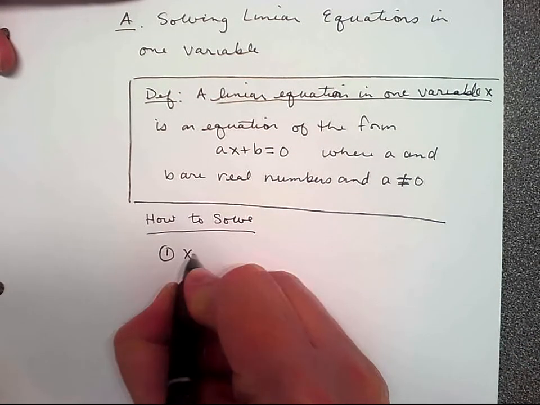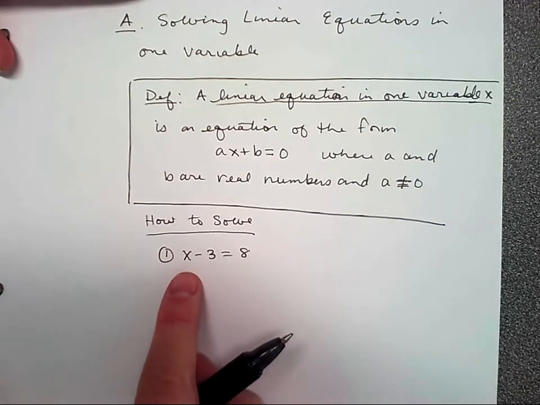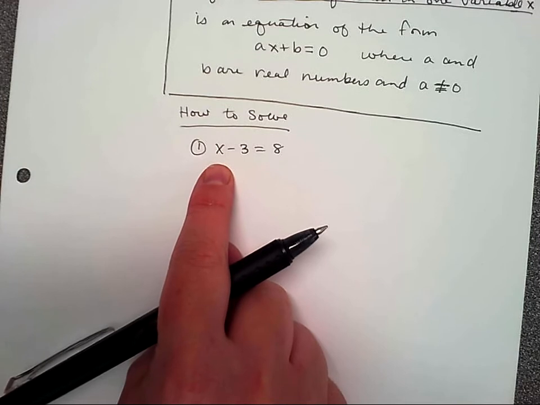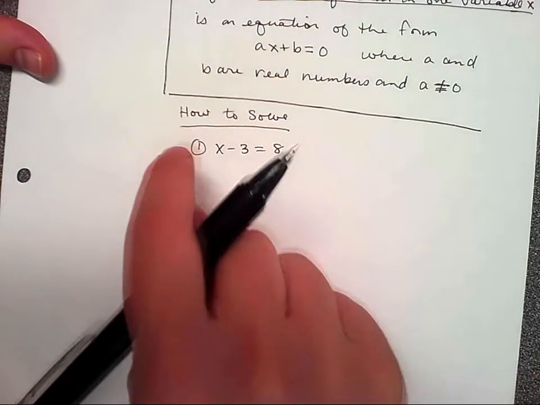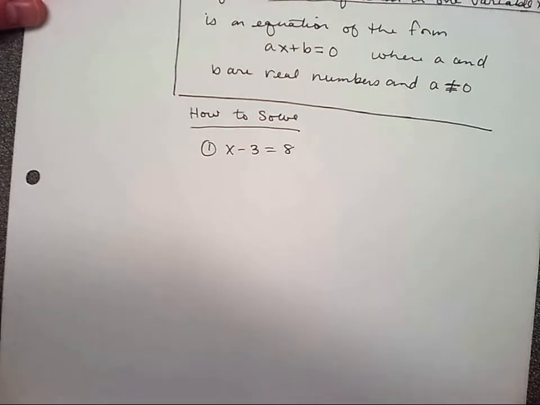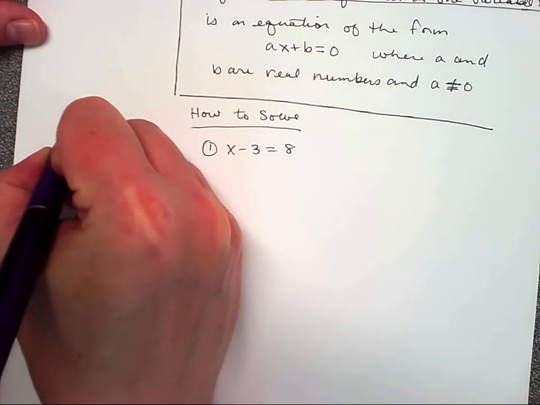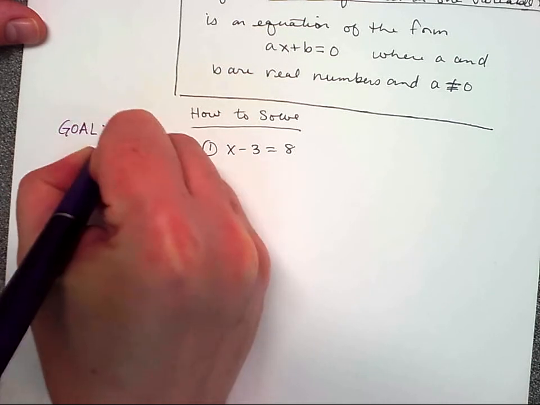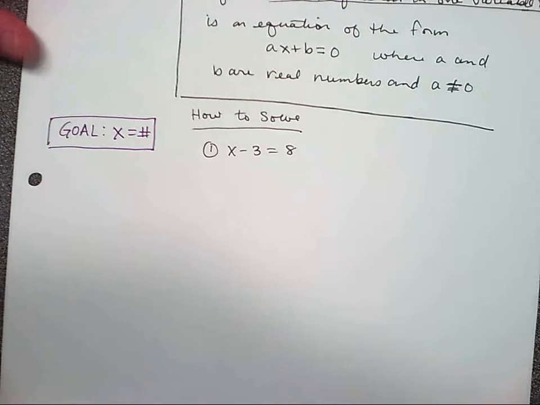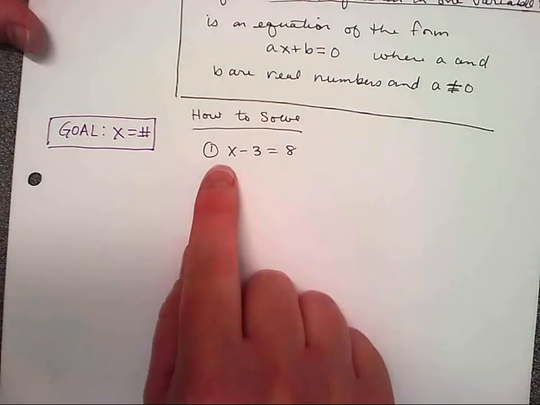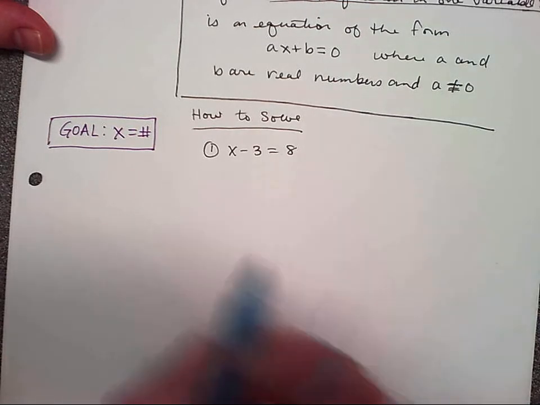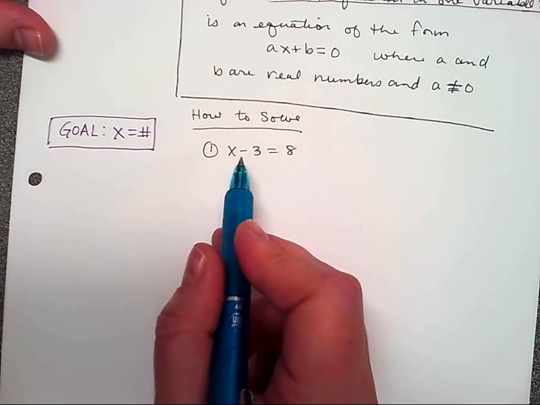So if I have x minus 3 equals 8, okay, that's a linear equation. I have x to the first power. I have one variable to the first power. That's linear. Okay. So now the goal of linear equations is to get x equals a number. Let's write that down. The goal is to get x equals a number when we're solving linear equations. Okay, so what's next to x here? So there's a 3 next to x, right?